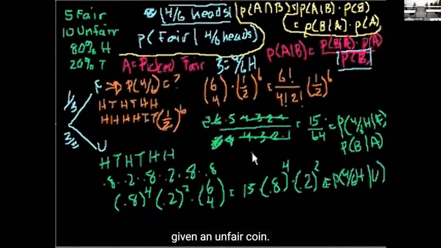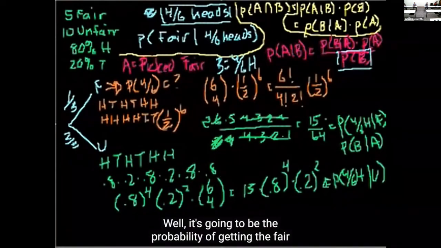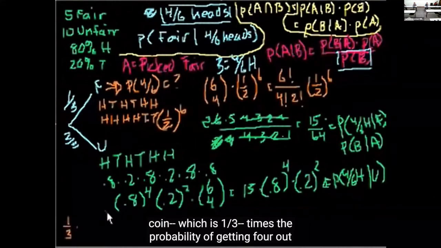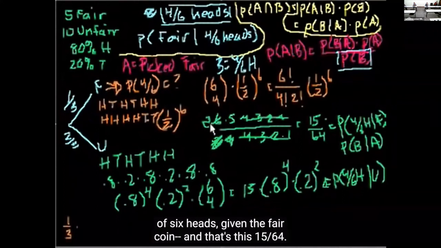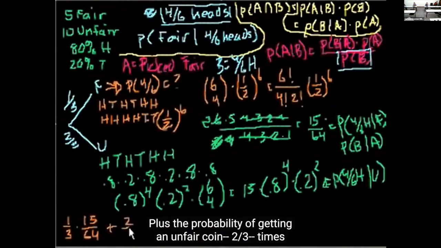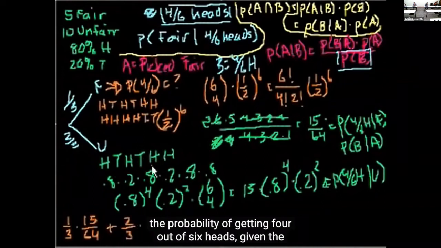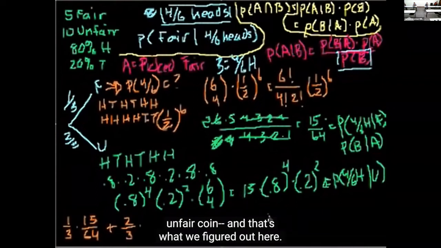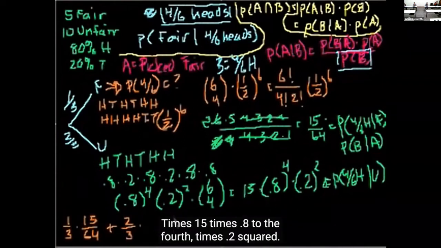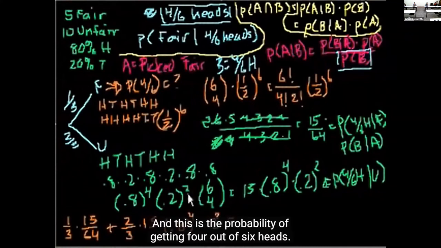So this is the probability of 4 out of 6 heads given an unfair coin. So what's the total probability of getting 4 out of 6 heads? Well, it's going to be the probability of getting the fair coin, which is 1/3, times the probability of getting 4 out of 6 heads given the fair coin, and that's this, 15 over 64, plus the probability of getting an unfair coin, 2/3, times the probability of getting 4 out of 6 heads given the unfair coin. That's what we figured out here. Times 15 times 0.8 to the 4th times 0.2 squared.